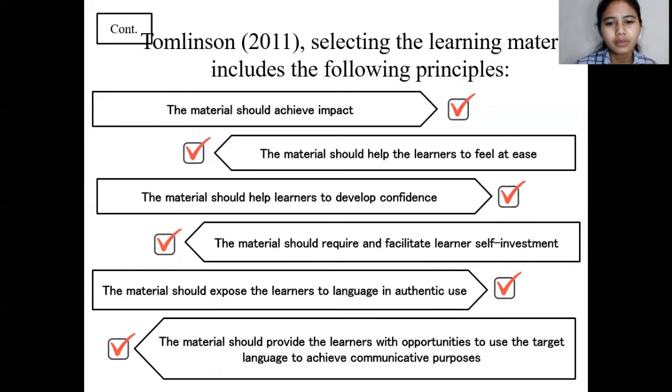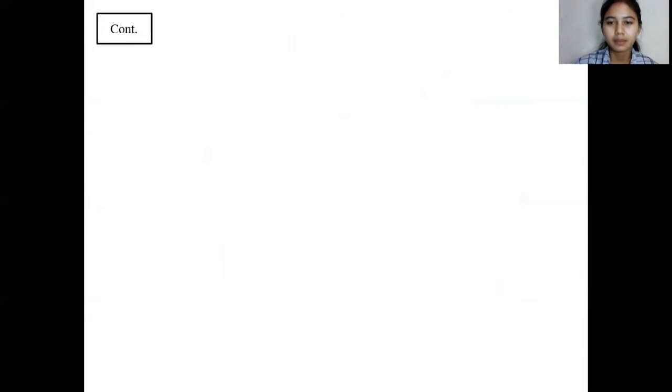The material should provide the learners with opportunities to use the target language to achieve communicative purposes. It is not only about written text, but also oral. So the students try to use the target language as much as possible, so they can practice their speaking skill. They can have a good interaction with the teacher as well as with other students. Hopefully the material provides the use of target language for the learners.